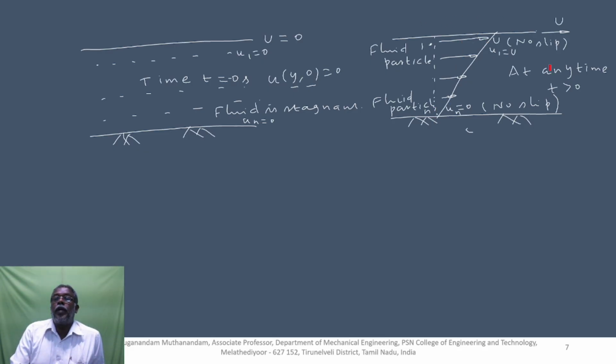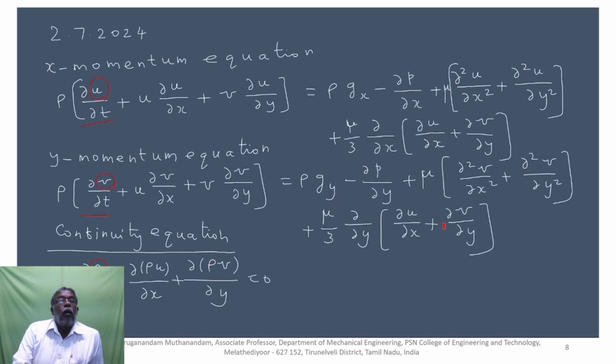This is the physics behind the velocity induced flow. This is called velocity induced flow, also called Couette flow. These are the governing equations which we arrived at in lecture 1 of the series: continuity equation, x momentum equation and y momentum equation.